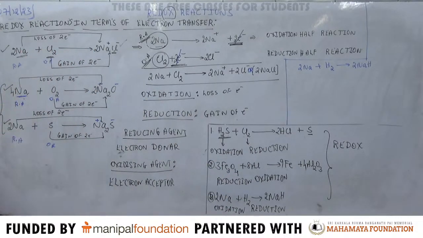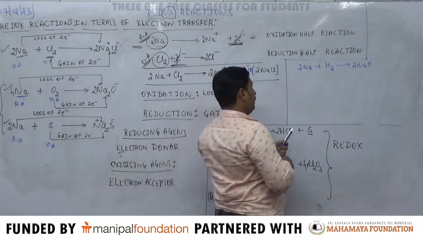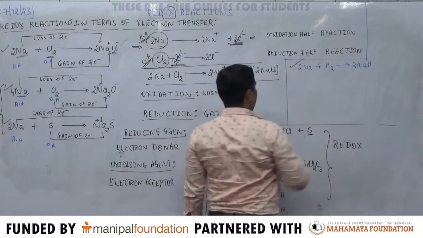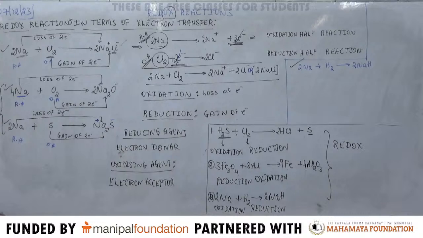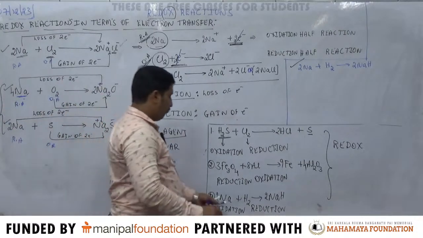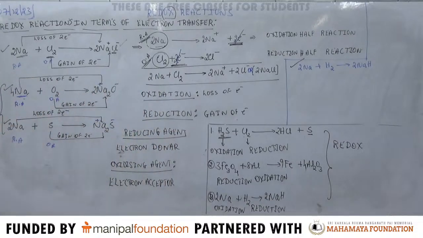Next, the redox reaction in terms of electron transfer. Now I have discussed the redox reaction in terms of electron transfer. Now apply this knowledge of electron transfer to this and you check and tell me whether it is a redox reaction. If it is a redox reaction, how? Whether this is correct, which we wrote in the previous example.